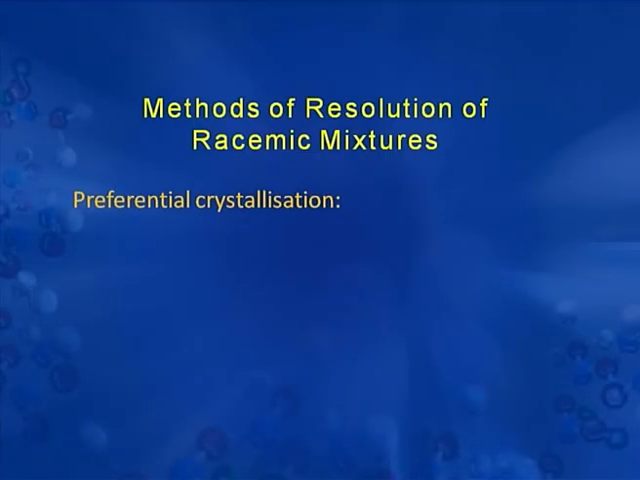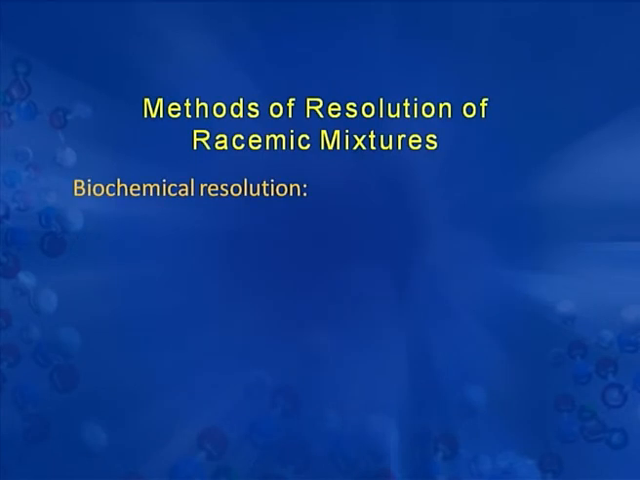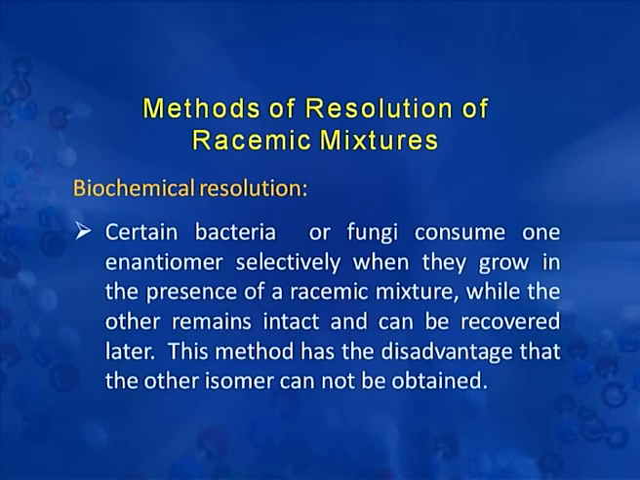Another method is crystallization. In this method, a crystal of one enantiomer is added to a supersaturated solution of the racemic mixture. Then what happens? The molecules of the particular enantiomer that we have added start developing their crystals on those seed crystals, and the other remains in the solution. Another method that is used is biochemical resolution. There are certain bacteria or fungi which consume only one of the enantiomers when they grow in the presence of a racemic mixture. And what happens in the process? They consume one, and the other isomer can be recovered intact.